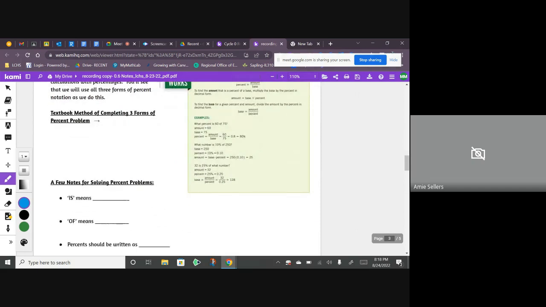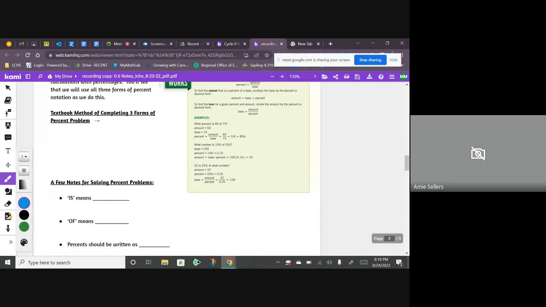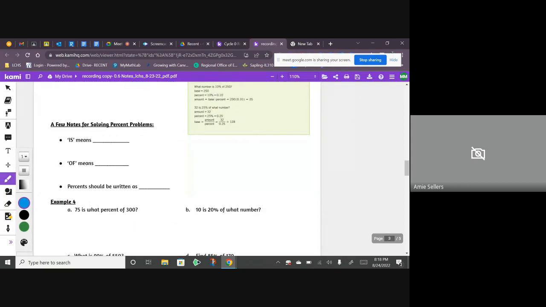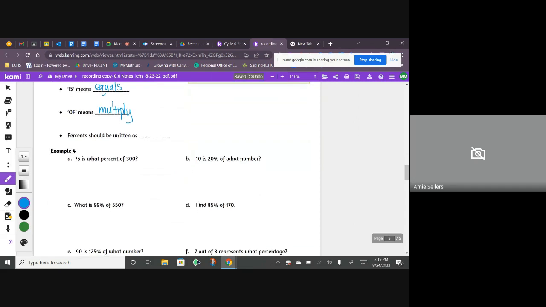The book has different ways of doing the next few problems that we look at. However, I think it is easiest if we do these problems using a few different rules that I will share. When we are looking at percent problems, the word is will mean equals. Of will mean to multiply. And whenever we use percents in these types of setups, we are going to write them as a decimal. So when you're using them in these problems and solving them, you will write them as a decimal.